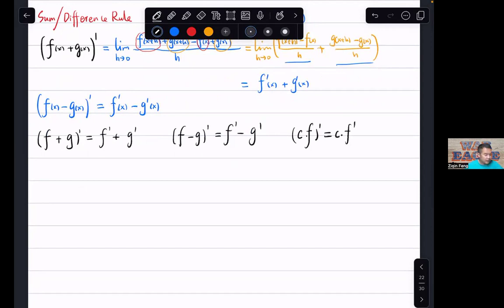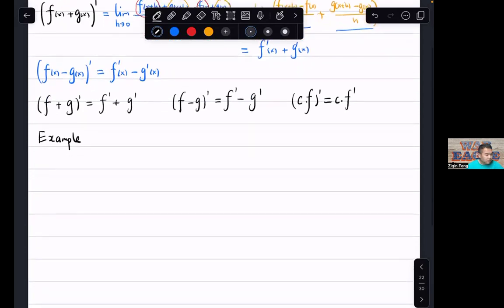Let's try to see one example to apply these rules. We are given a function y equal to x cubed plus 4 x to the 1 over 4, minus 2, over 2 times the fourth root of x. We want to differentiate this function here.